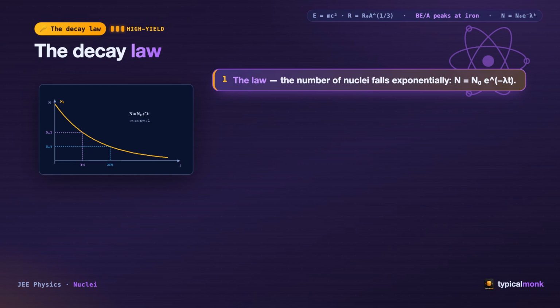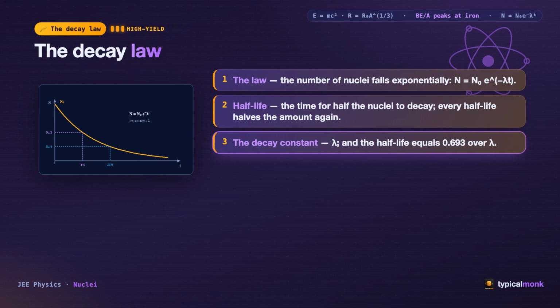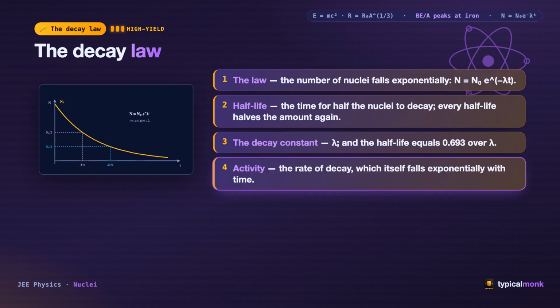Now look at the picture. The decay law: the number of nuclei falls exponentially. N equals N0 e to the minus lambda t. Half-life: the time for half the nuclei to decay, and every half-life halves the amount again. The decay constant is lambda, and the half-life equals 0.693 over lambda. Activity, the rate of decay, itself falls exponentially with time.